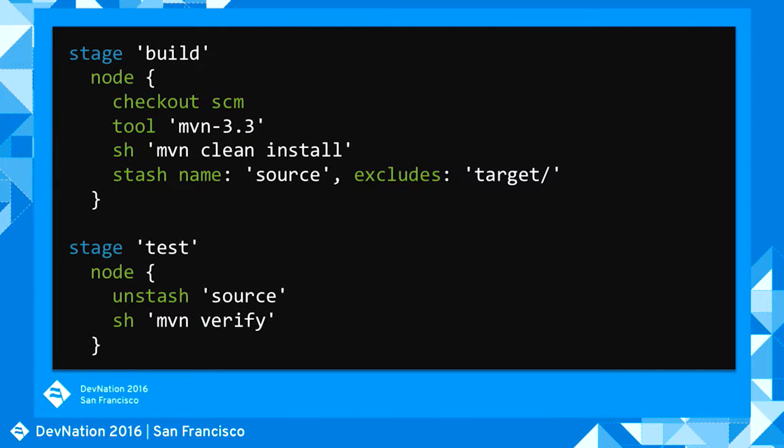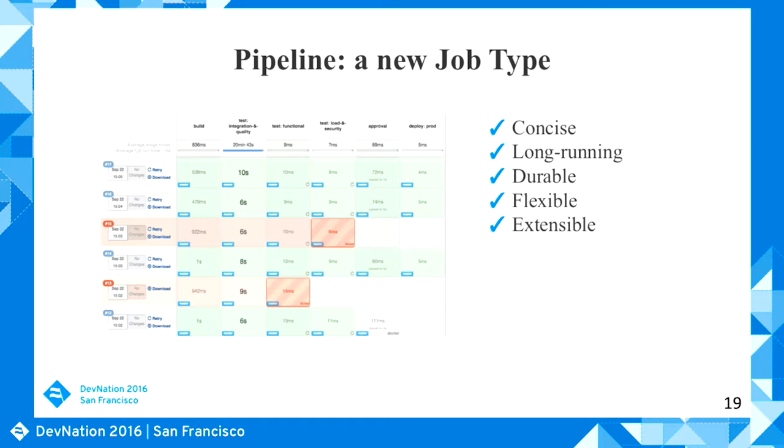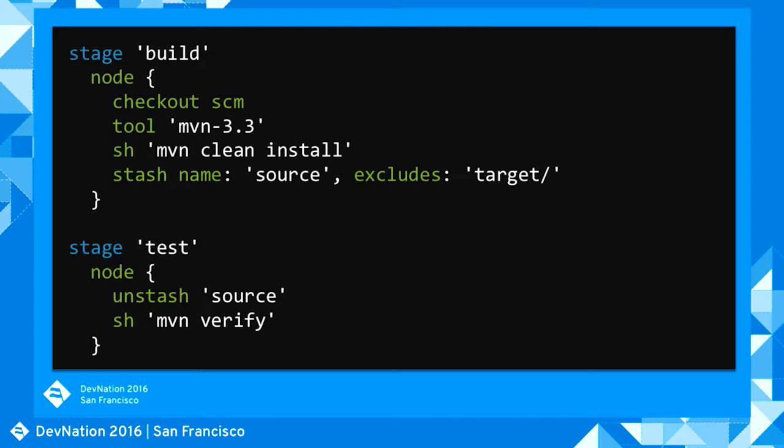So it defines 2 stages, build and test. If you look back at my diagram here, these columns are stages. So I'm defining 2 stages, build and test. I'm acquiring a node, which leverages that thing I told you about Jenkins earlier, the distributed builds.